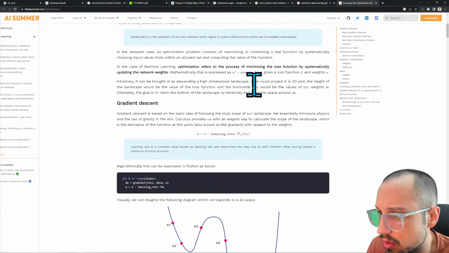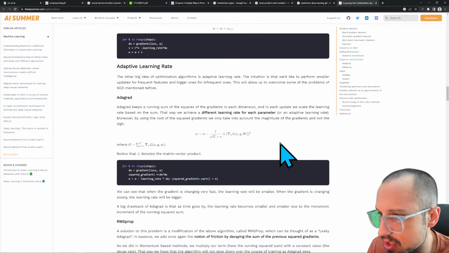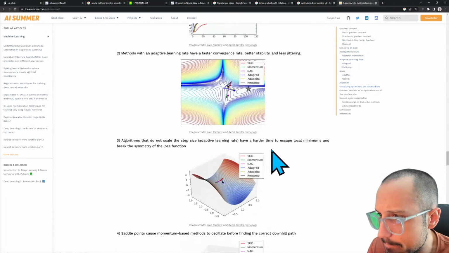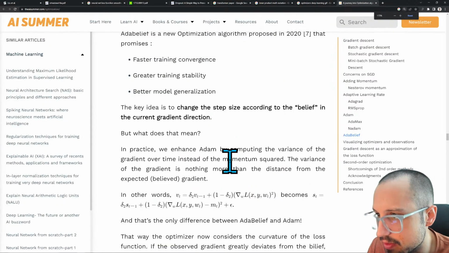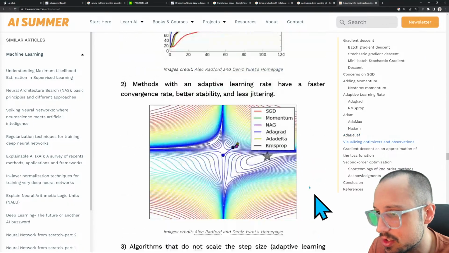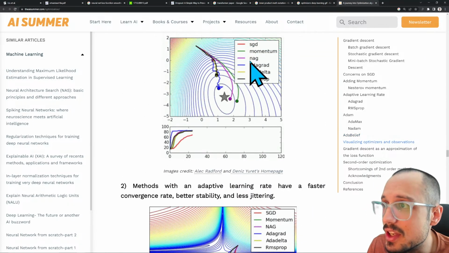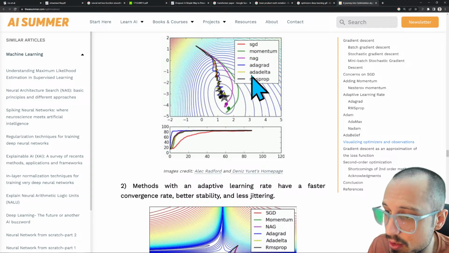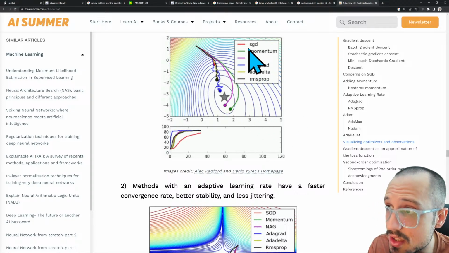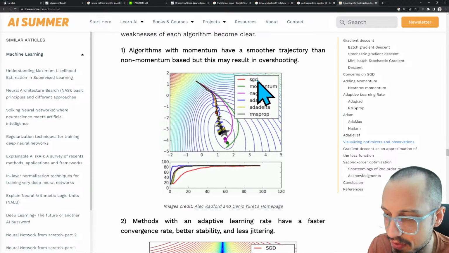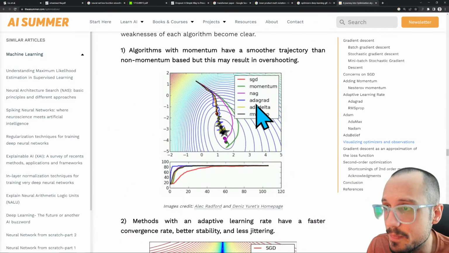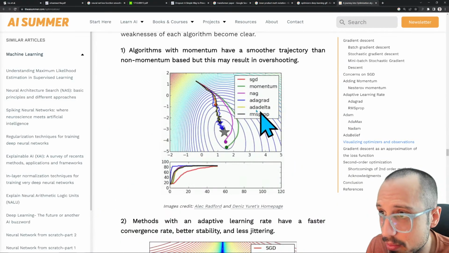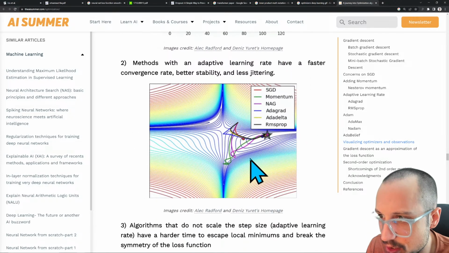So there's one GIF in particular that I like. Let's see if I can find it. Yeah, here. I love this chart. Here you can see a loss landscape, right? It's a contour plot of a loss landscape, and you can see how these are different optimizers. SGD is the most vanilla version. It's basically what you see here. This is SGD.